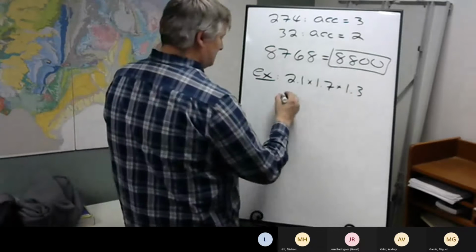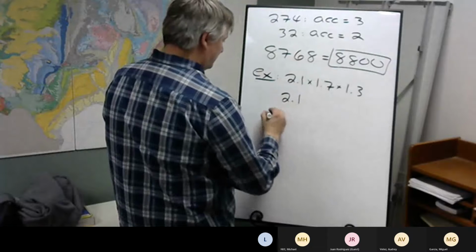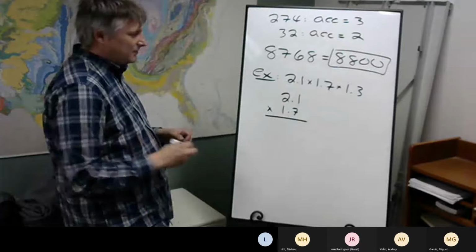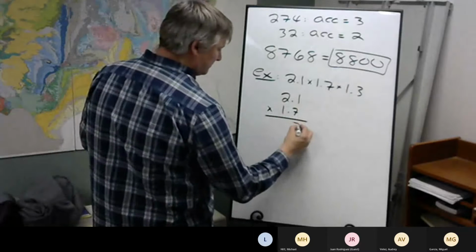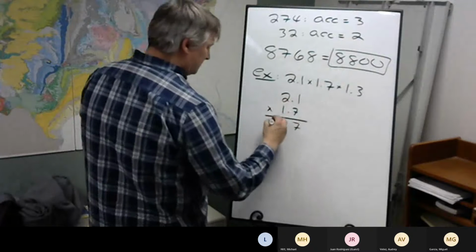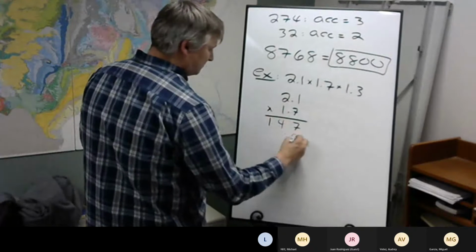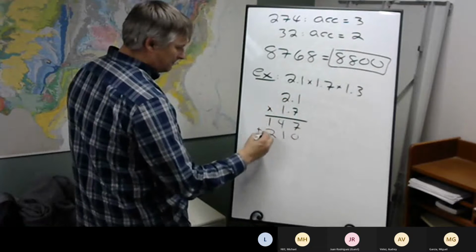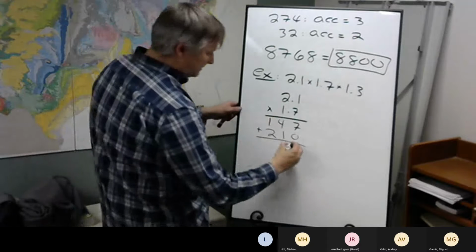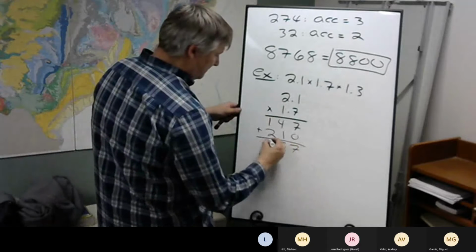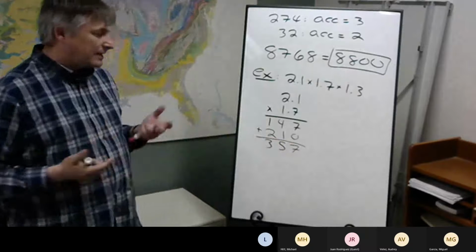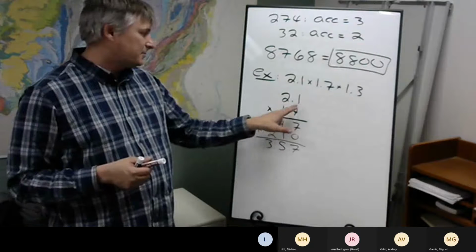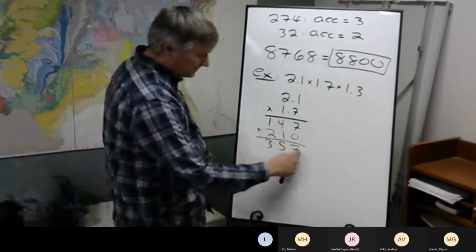So let's do 2.1 times 1.7. So in this case, 7 times 1, 7. 7 times 2, 14. Put in a 0, 1, 2. And then we'll get 7, 5, and 3. And again, we got to place the decimal. So we want to take the total number of decimal spaces. So the decimal space, decimal space. So 1, 2.